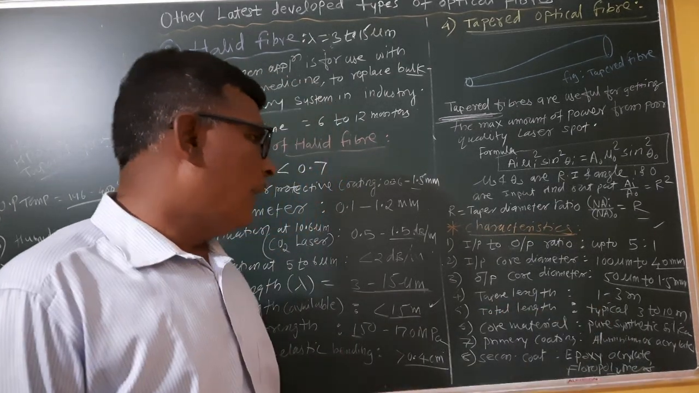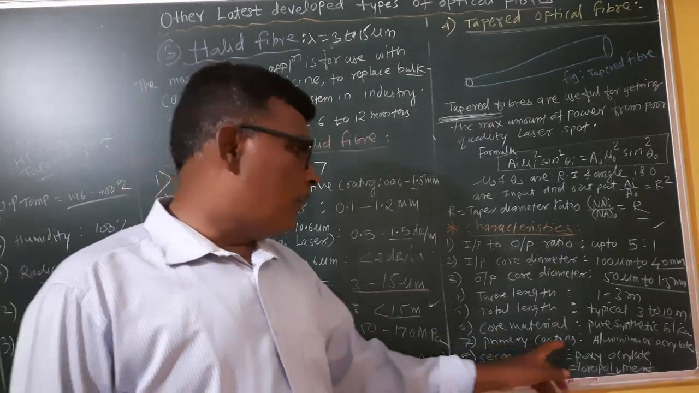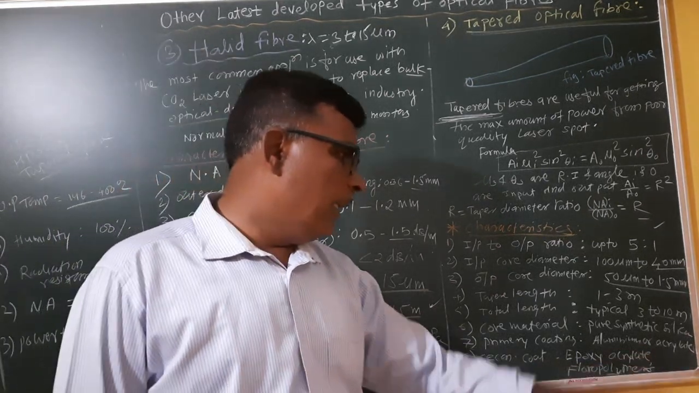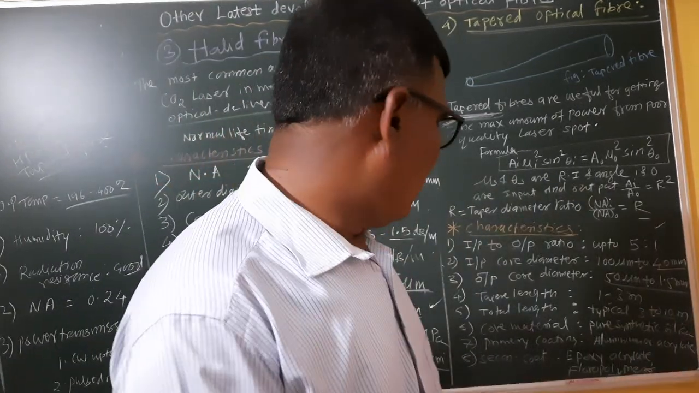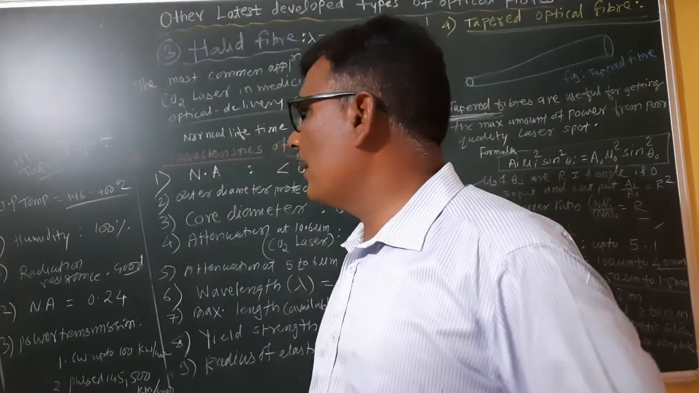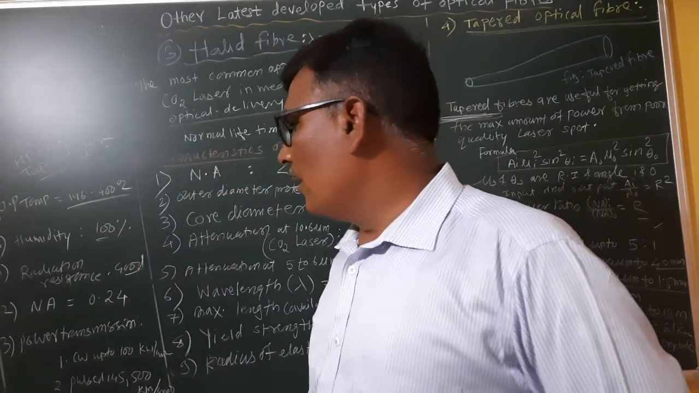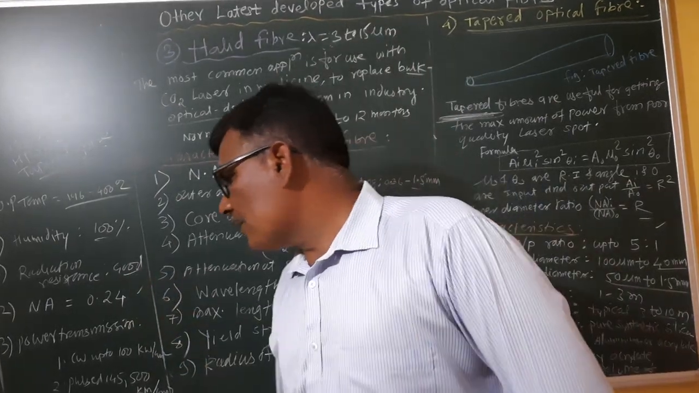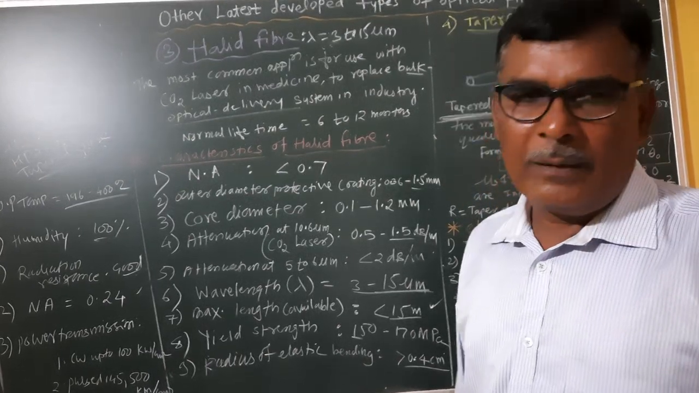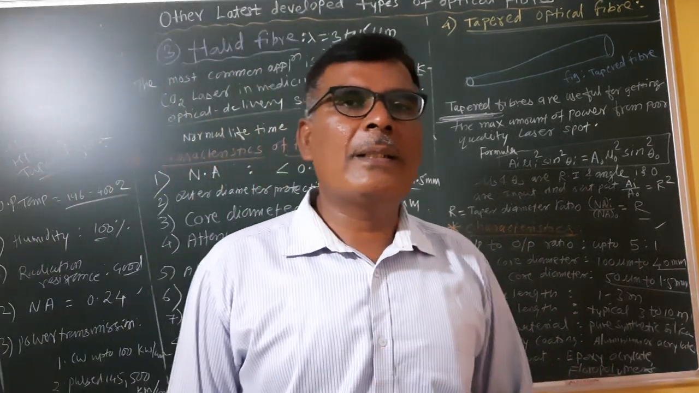Tapered length is 1 to 3 meter. Total length is typically 3 to 10 meter. Core material is pure synthetic silica. Primary coating is aluminum acrylate. Secondary coating is epoxy acrylate or fluoropolymers. And then the operating temperature is -196 to 400 degrees Celsius. Humidity is 100%. Radiation resistance is good. Numerical aperture is 0.4 and power transmission is 100 kilowatt to 500 kilowatt per centimeter square. These are the important points we have to remember for the halide fibers and tapered fibers.